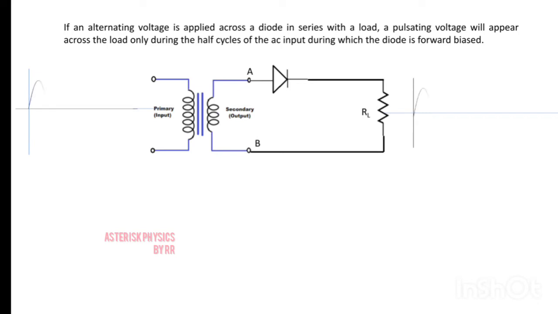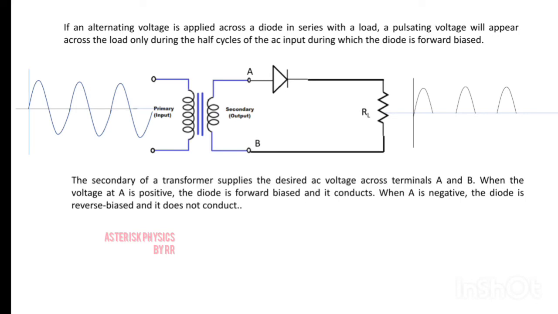During the positive half cycle, you can see there is output, whereas during the negative half cycles, there is no output. Again, during the next positive half cycle, there is an output, and during the negative half cycle, there is no output. So only during the positive half cycles of the input AC, there is output, and the negative cycles of AC are completely eliminated. That is, it rectifies only a half cycle of the input AC given.